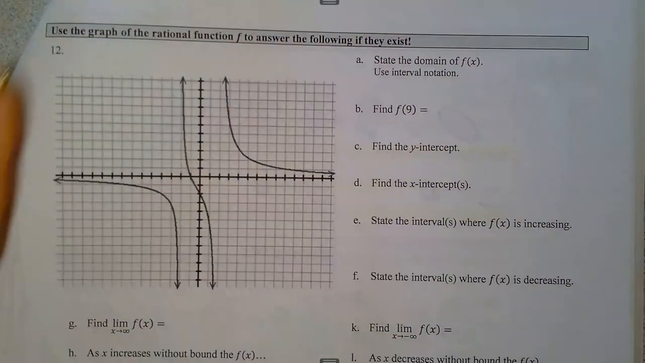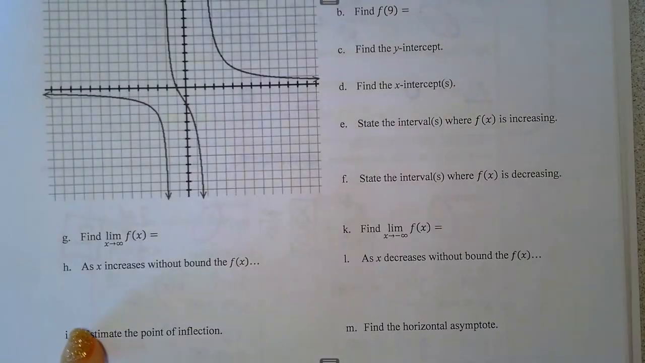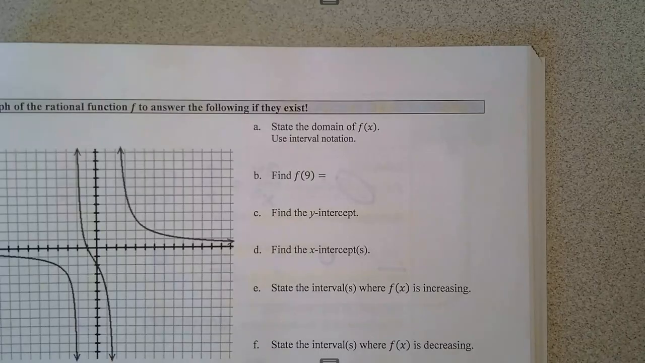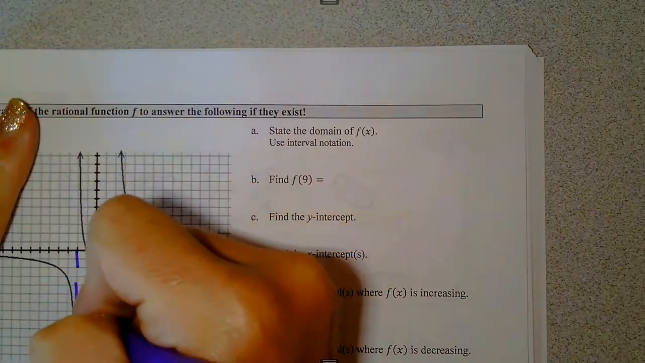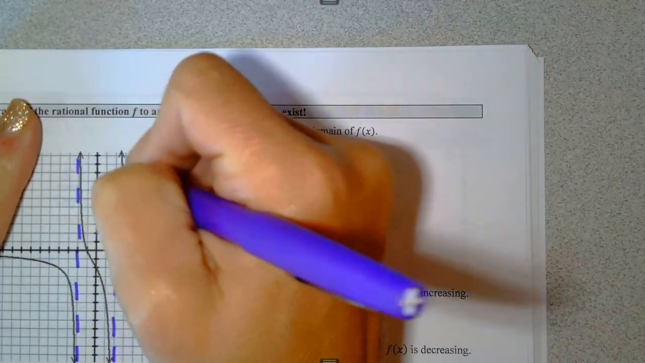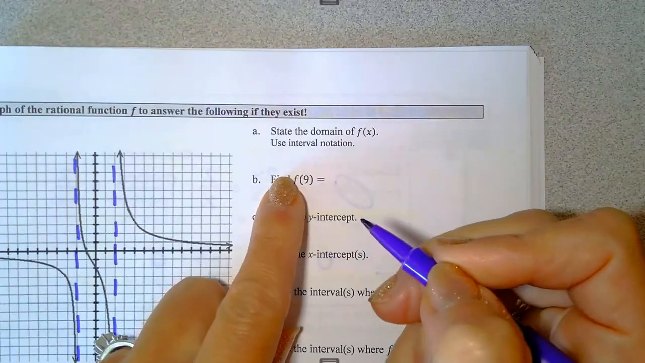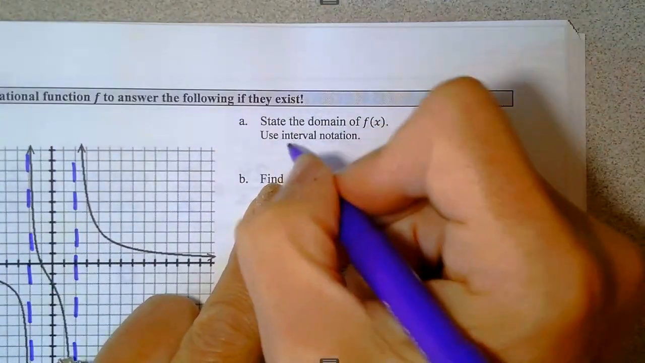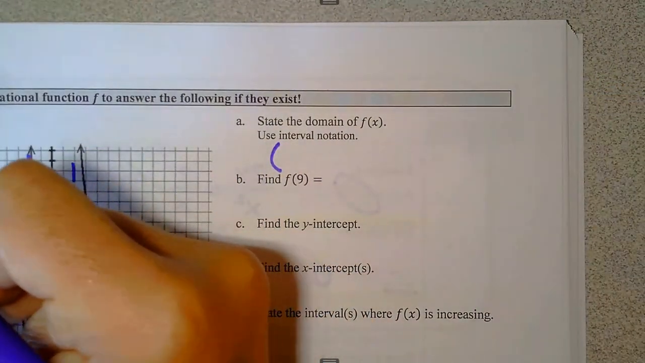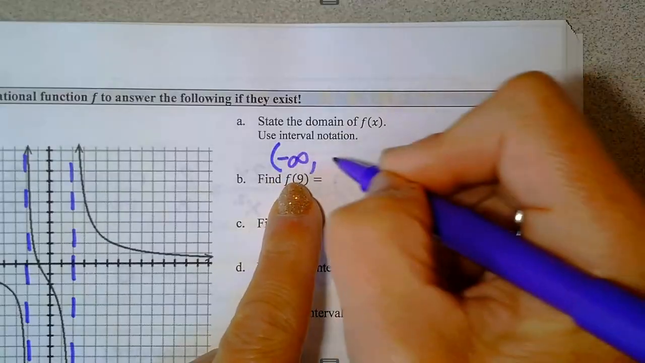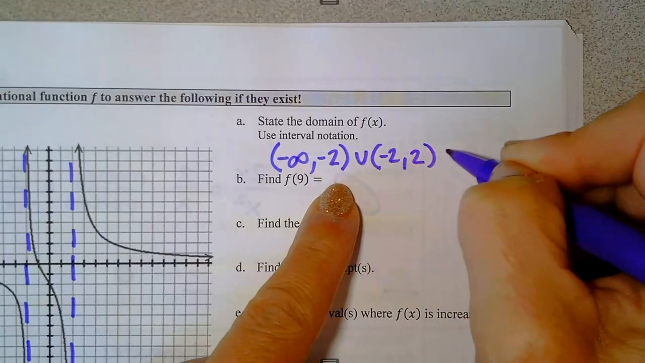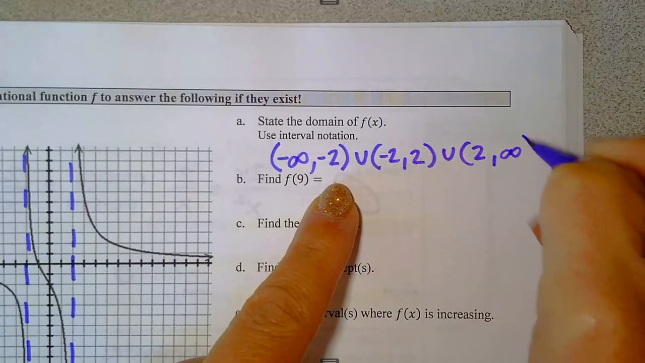So if I'm on A, state the domain. I feel like you can do that. Are you guys good with the domain? There's 2 asymptotes, isn't there? You see the asymptotes? Positive 2 and negative 2. So what would the domain look like? Pretend you're walking along the x-axis. Negative infinity to negative 2, union negative 2 to 2, union. Fantastic.